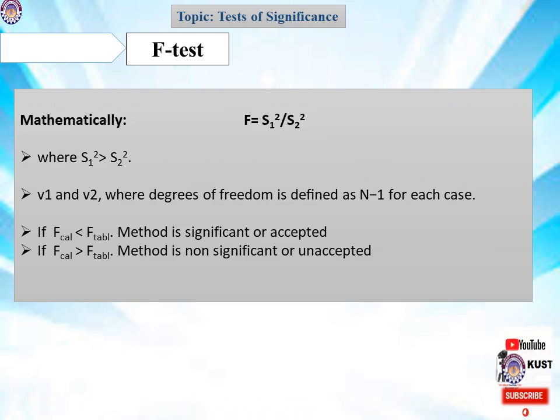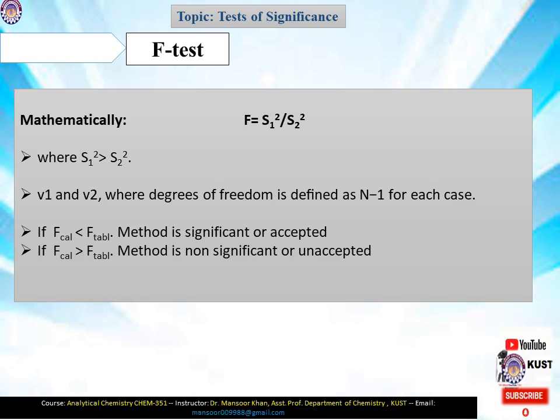Mathematically, the F-test can be calculated using the equation where F is equal to the ratio of the variance of your method to the variance of the accepted method. S1 squared is the variance of your method, and S2 squared is the variance of the accepted, already reported method.